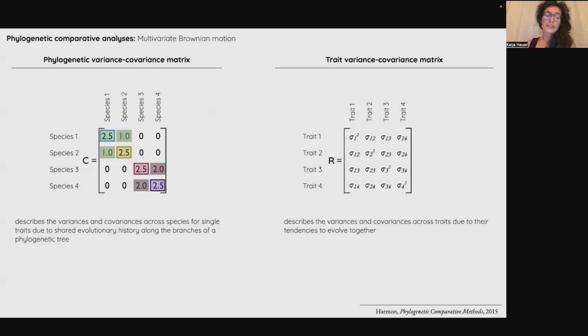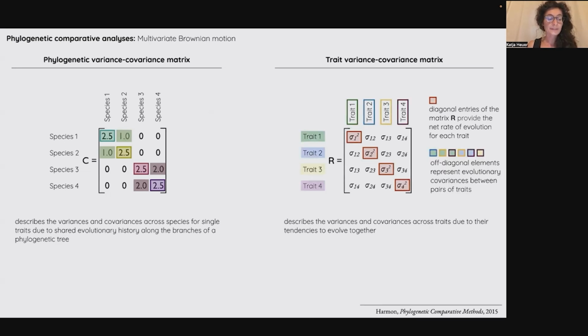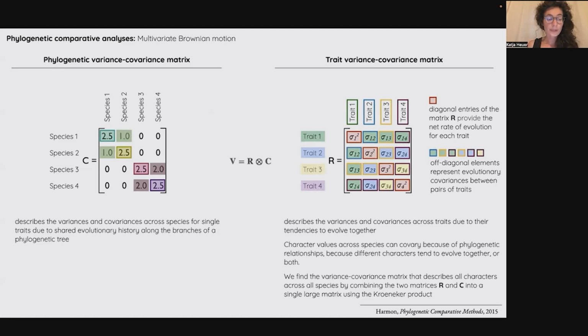So in addition to the phylogenetic variance-covariance matrix, we need a matrix for the variance and covariance across traits due to their tendency to evolve together. And the diagonal entries in this matrix provide estimates of the net rate of evolution for each trait, and the off-diagonal entries represent the evolutionary covariance between pairs of traits. And then to get the variance-covariance matrix that describes all characters across all species, we combine these two matrices into one single large matrix using the Kronecker product.